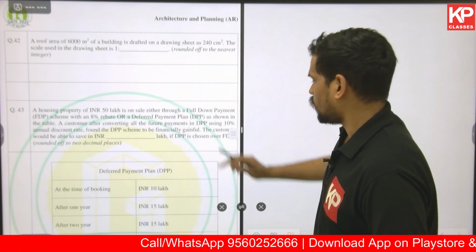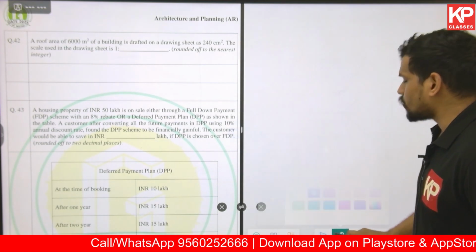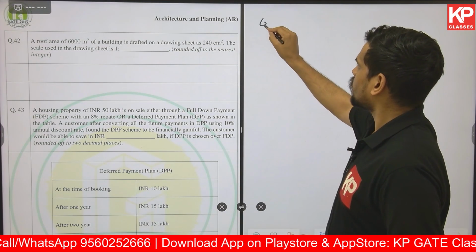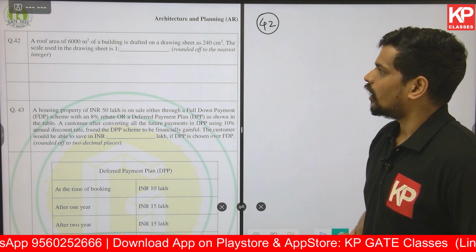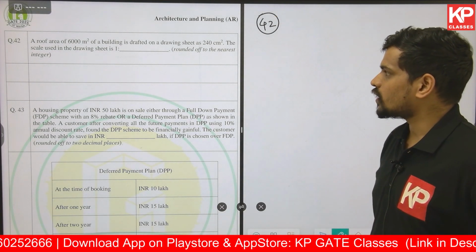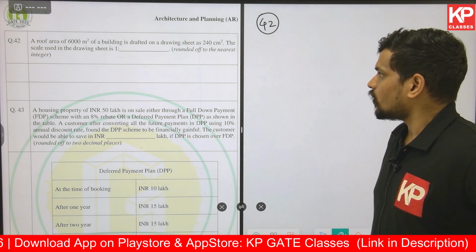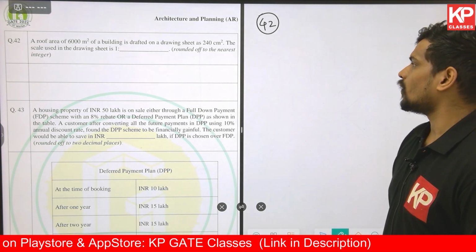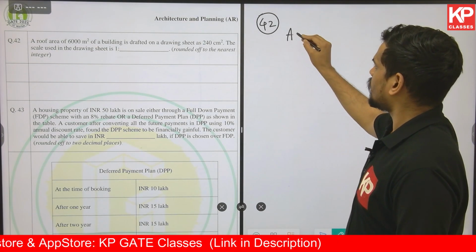Next one, question number 42, which is based on finding out the scale of a map basically. Question number 42. A roof area of 6,000 square meter of a building is drafted on a drawing sheet as 240 centimeters square. So what is the actual area?